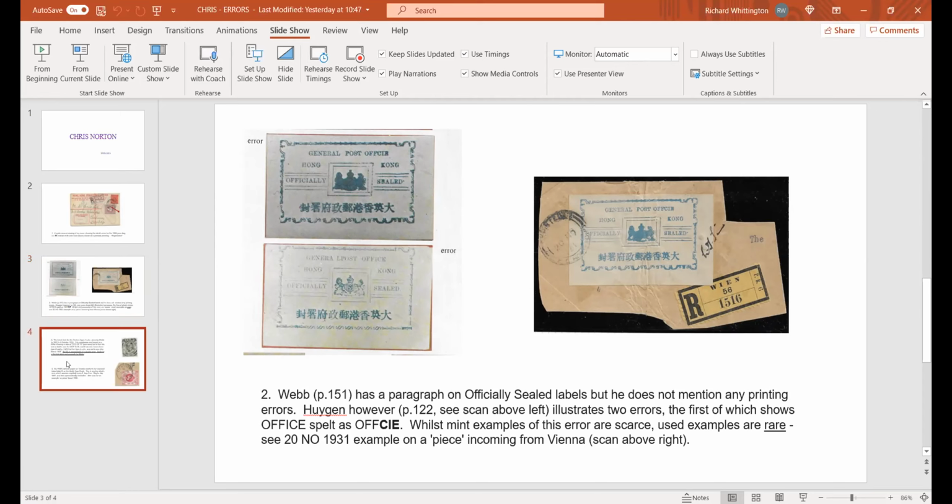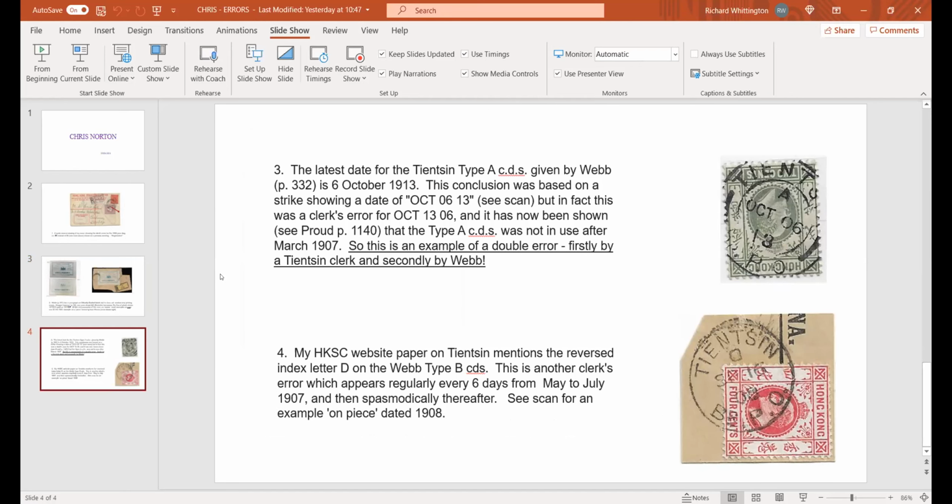And the third and fourth ones are both from Tianjin. The first one is the type A. Here, the year and the date have been wrongly juxtaposed. You can see there it says October the 6th, 1913. But in fact, it's October the 13th, 1906. So this is, as he says, a double error. Firstly, by the clerk, and secondly, by Webb, because he just thought the date was right.